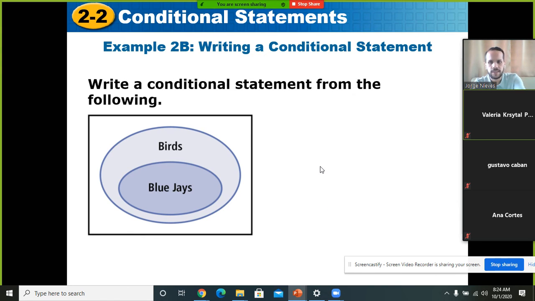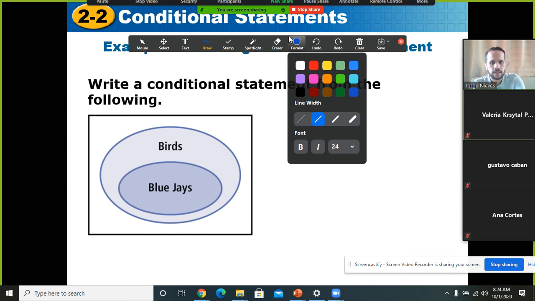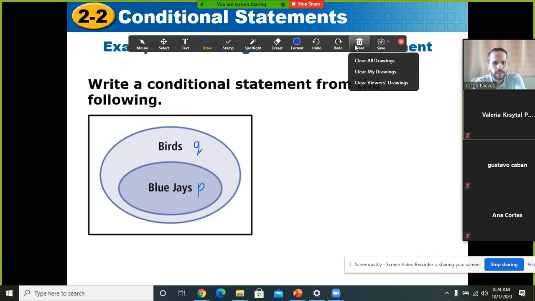Let's see this example. Write a conditional statement from the following. You remember that we saw that this is the part Q and this is the part P. The hypothesis is the part P of a conditional statement following the word if, and the conclusion is the part Q following the word then. So what conditional statement can we write from this example? Who can tell me?